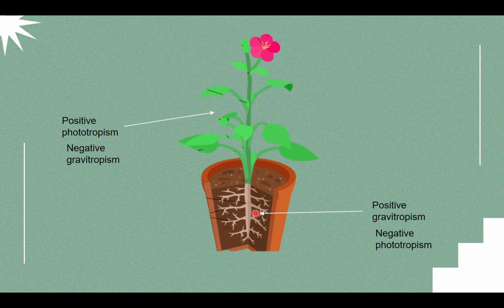While the roots are showing positive gravitropism. It's going towards the gravity. It's going downward to the base of the earth. But it is not going towards the sunlight. It does not need sunlight. There is no chloroplast in there. So that's why it is negative phototropism. It's not going towards the light. It's going against it.